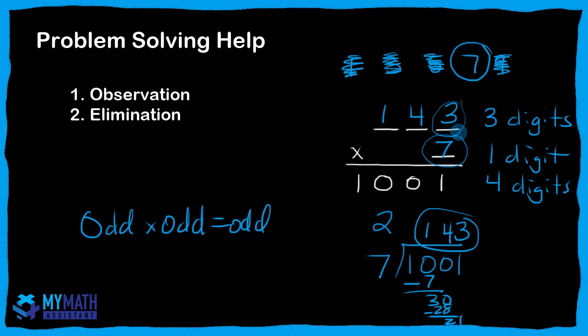So I started by just observing everything I could about this problem. I eventually found something that told me some information that allowed me to start eliminating some numbers, and then I eliminated everything but the 7 and solved from there. Let's do a couple more examples.